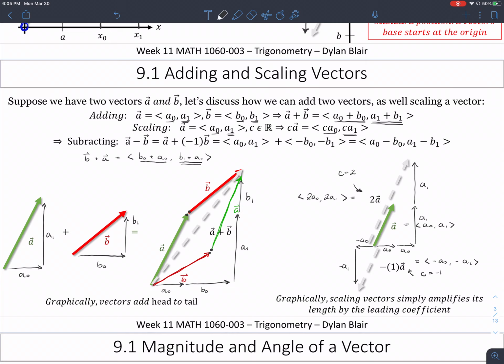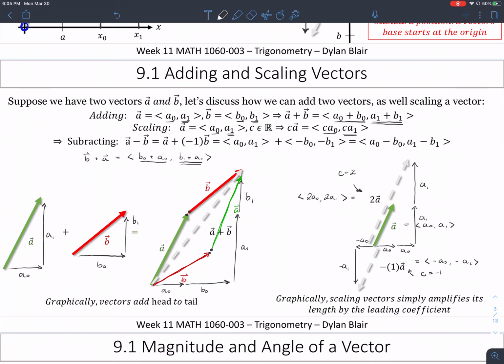Okay, and that's how we add and scale vectors. And then subtracting is kind of a trivial component. It follows the exact same thing as adding, but how we think of it is we're actually adding a scaled vector. So we're going to be taking A plus a -1 scaled vector B.